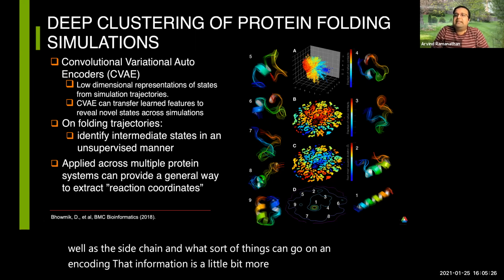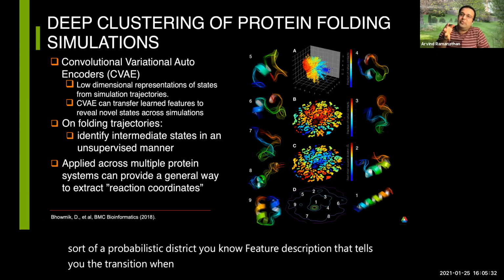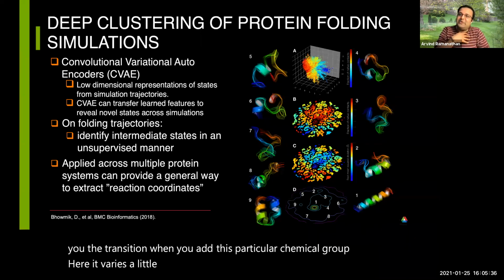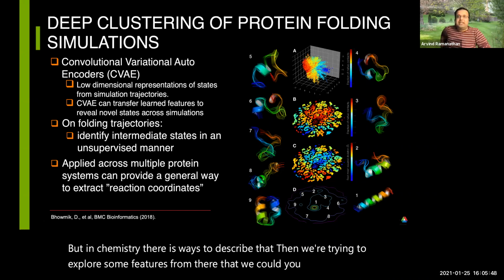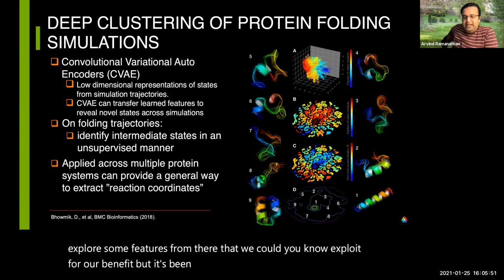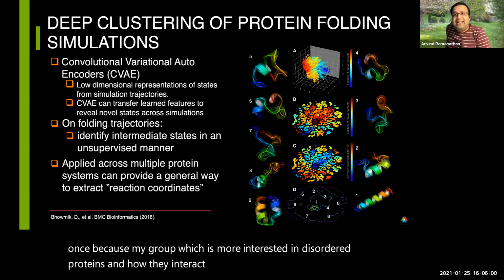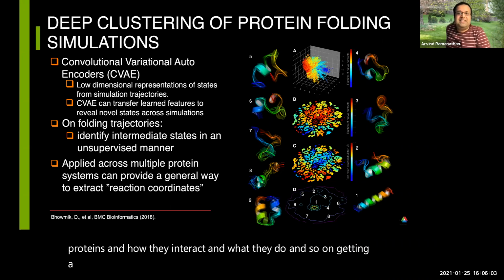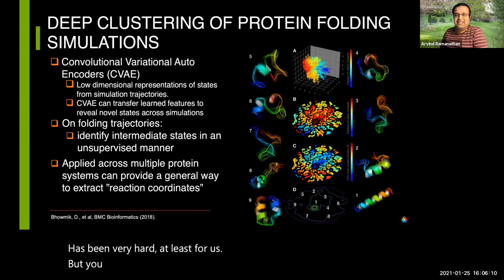So you need sort of a probabilistic feature description that tells you the transition when you add this particular chemical group here, it varies a little bit by like this or that and so on. Capturing that has always been a hard thing for us, but in chemistry, there are ways to describe that. And we are trying to explore some features from there that we could exploit for our benefit. But it's been difficult to do with just these ones, because my group, which is more interested in disordered proteins and how they interact and what they do and so on, getting a continuous description of these is very hard. Has been very hard, at least for us. But open to suggestions and to see how that can actually take place.